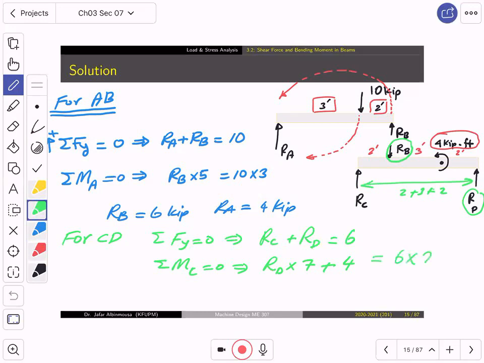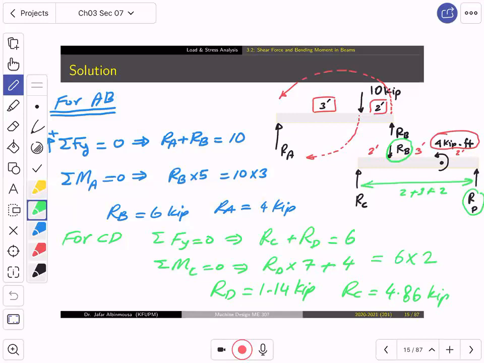6 multiplied by 2. So from these two equations, I will get RD equal to 1.14 kilopound and RC equal to 4.86 kilopound. Good? Yes.